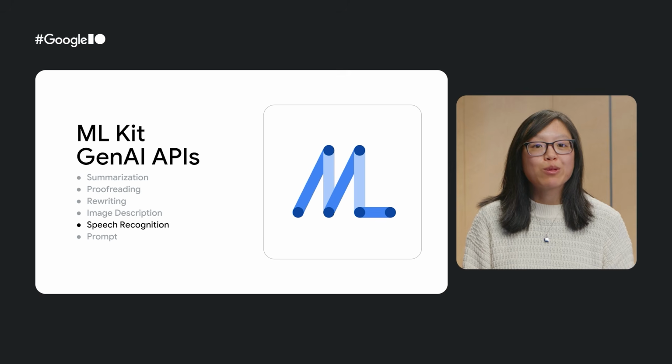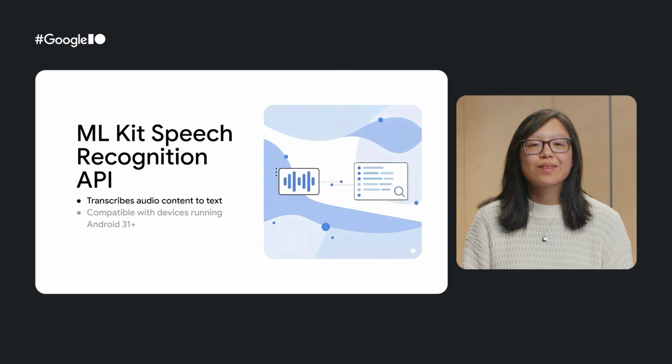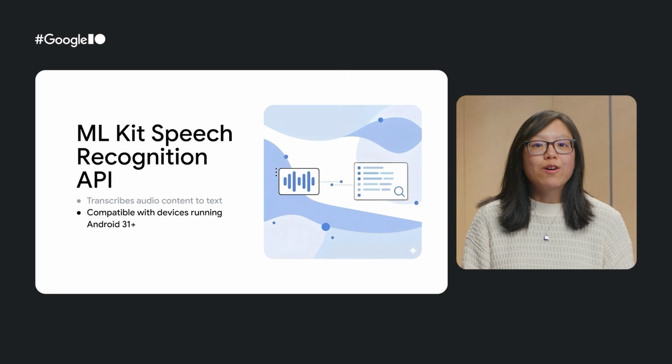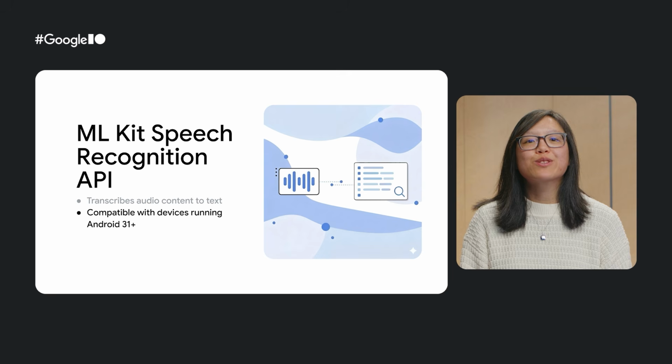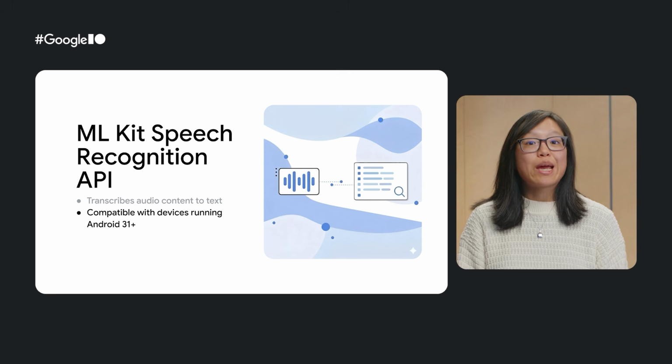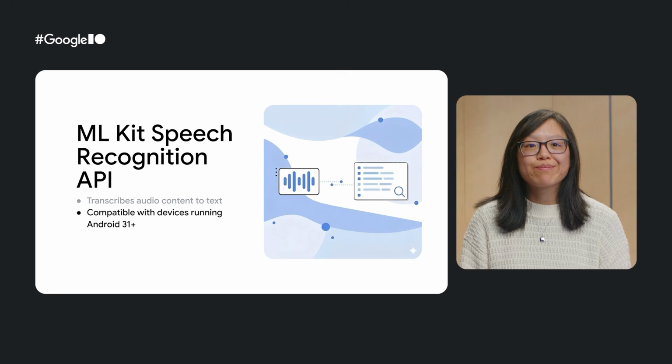To add on to these popular use cases, we recently unlocked on-device audio experiences with ML Kit's speech recognition API. This API transcribes audio content, either from the device's microphone or an audio file, to text. On supported devices, the API will use the on-device Gemini model. And on all other devices, developers have the option to use a traditional on-device speech recognition model. This means that the API is compatible with all devices running Android 31 and above.